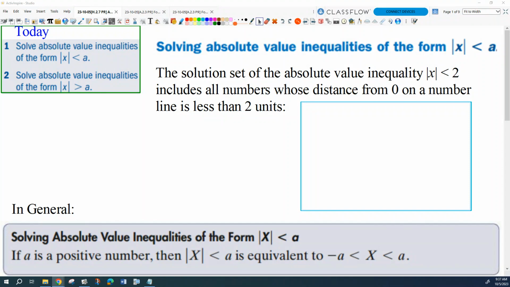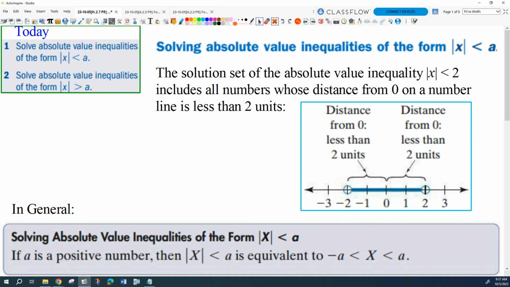So then doesn't it make sense that if we start with something like this, the absolute value of x is less than 2, then all the numbers that would make that true, all the values I could plug in for x, if I were to plot them on a number line, would have to be less than 2 units away from 0? That makes sense, everybody? So what would that look like? Well, it would look like that, wouldn't it?